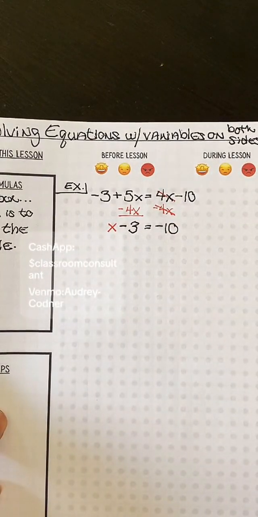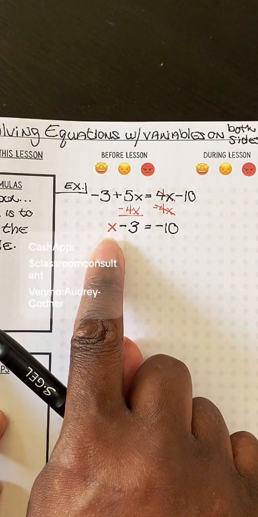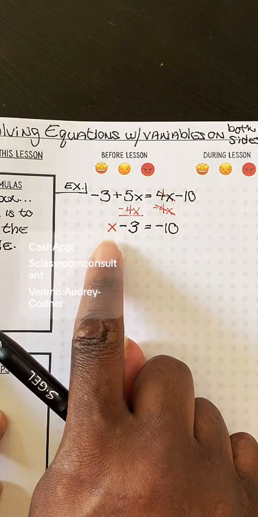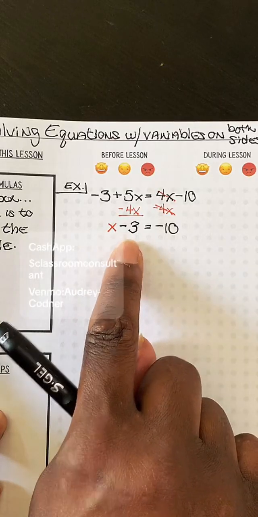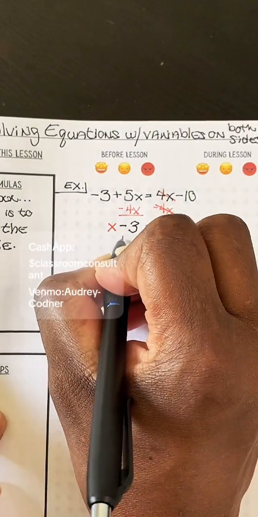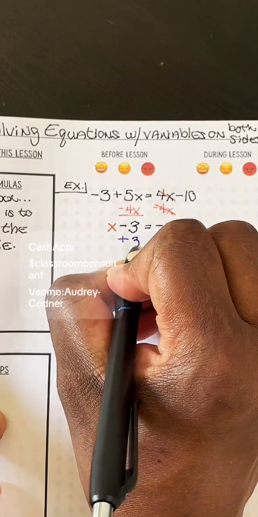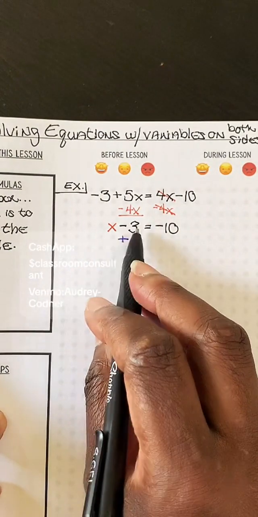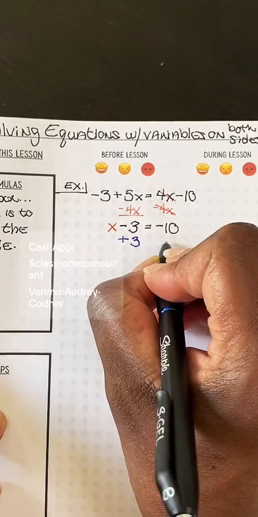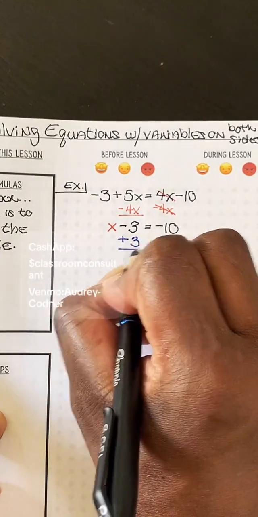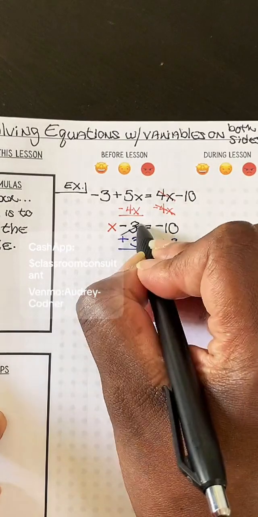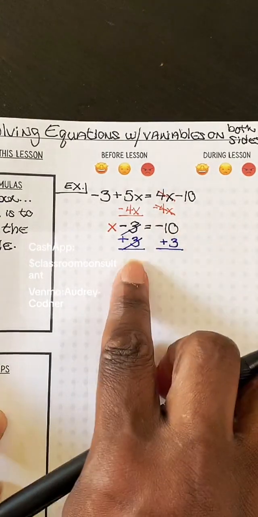And then from here, I need to isolate this x. So if I try to isolate this x, that means I need to add, or do the inverse of, this negative 3. The inverse of a negative 3 is a positive 3. Whatever I do on one side, I do on the other. So negative 3 plus 3 would give me 0.